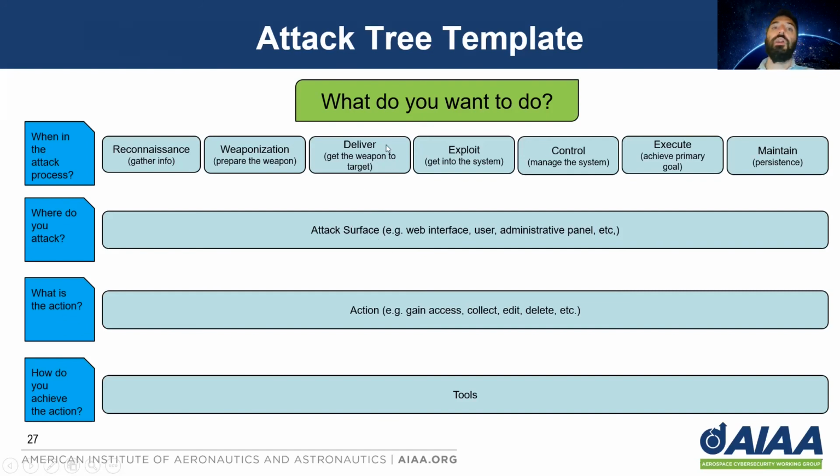delivering whatever that weapon is to a given attack surface. So if you created a weapon and some kind of mechanism to brick that satellite, are you going to be delivering it to the web interface? Are you going to be delivering it to the user? Are you going to be delivering it to the administrative panel? Ask yourself these questions. And by going through this process, this is essentially what an attacker is going through. Now, with that said, attackers aren't going to build out this attack tree for their attack, but this is what's going on in their mind subconsciously.